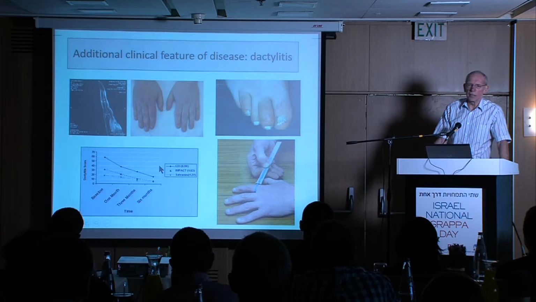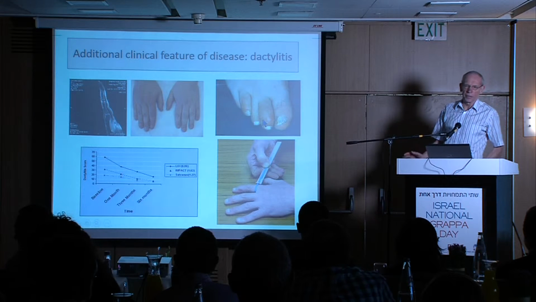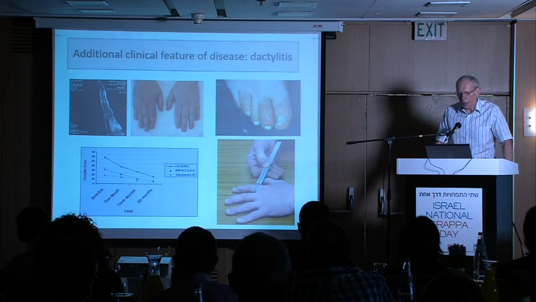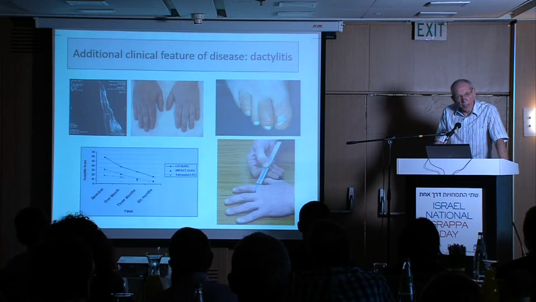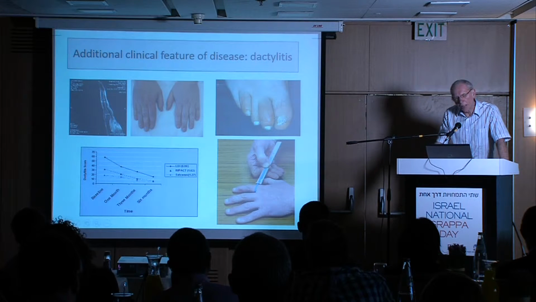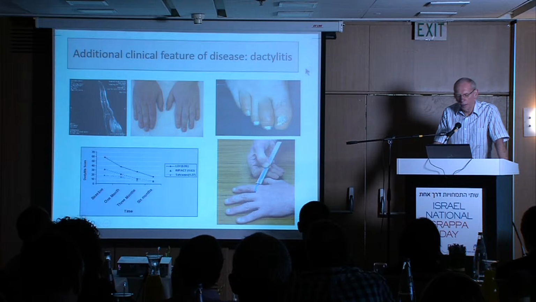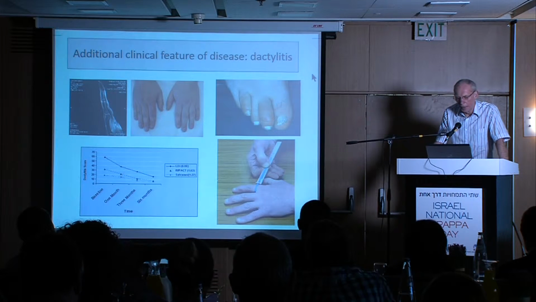What about dactylitis? Well, if you see dactylitis like this, it's obvious. And I think it's just as reliable to count the number of dactylitic digits if they're tender. There is this alternative non-tender so-called cold dactylitis. But if they're tender, then I think it's perfectly okay to count the number of digits.